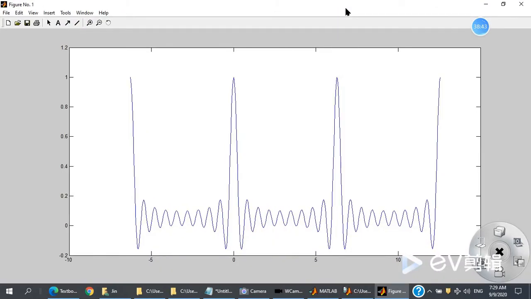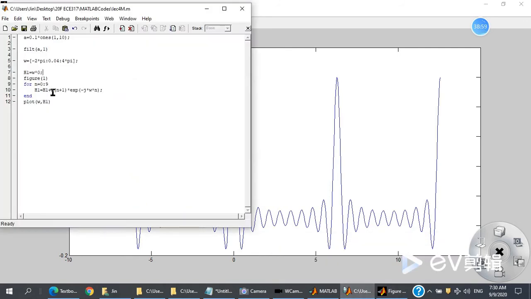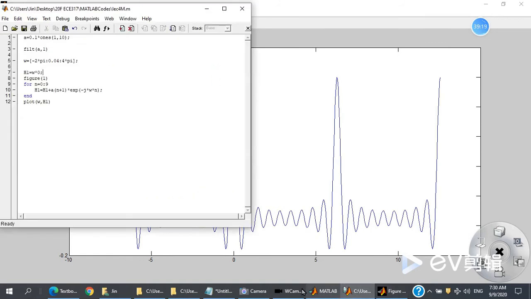It looks like this. Alright. Because I use from negative 2 pi to positive 4 pi, it looks like this. And remember, for the integration, to go back from the frequency domain to the time domain, the inverse DTFT, it is an integration over just one period, right? This one.